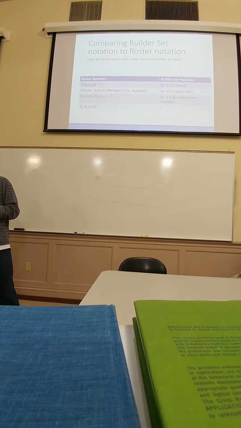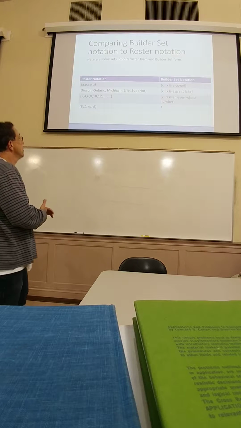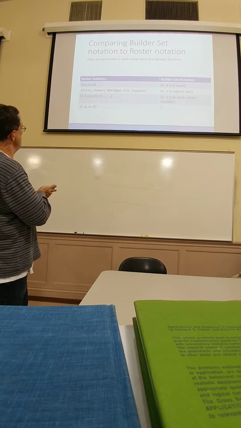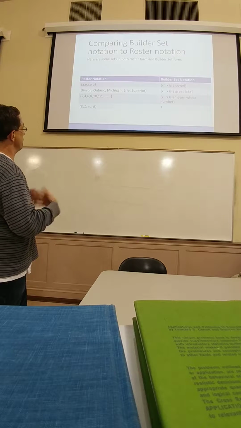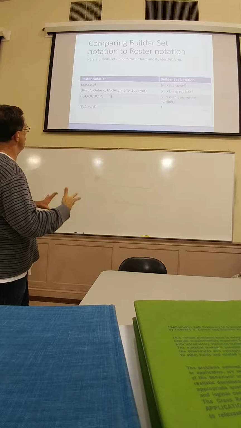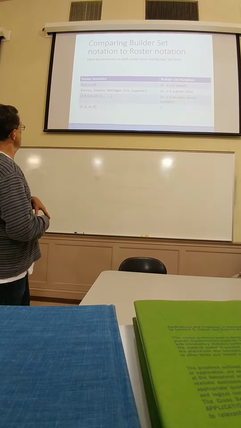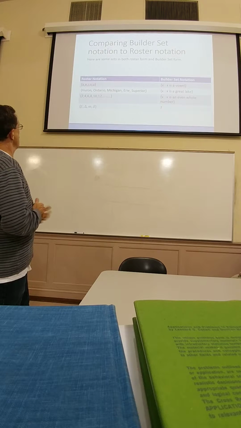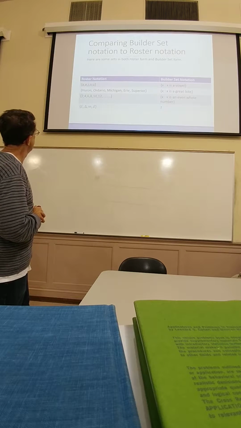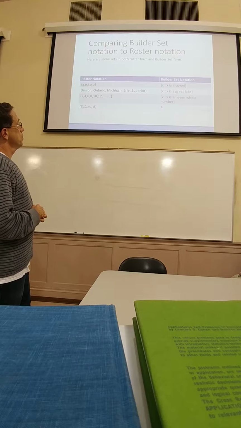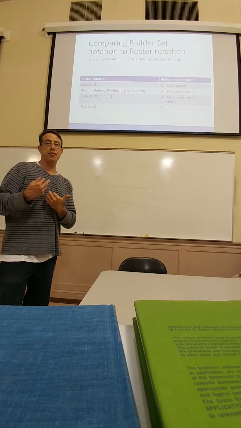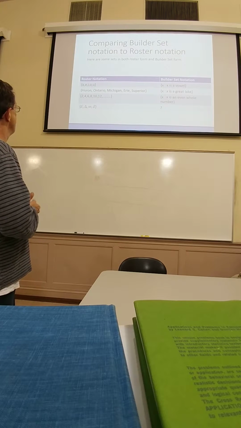So comparing the two, I made this little chart. If that's too small to see, it's basically the same chart that is in your PowerPoint notes on D2L. Notice that I have the roster notation, and the set is A, E, I, O, U. Those are our vowels, so we could describe that as X such that X is a vowel.